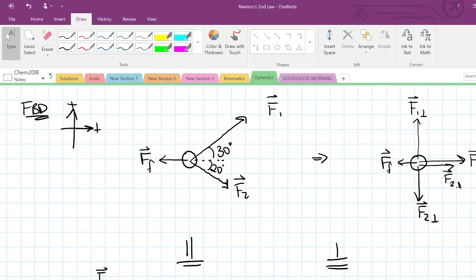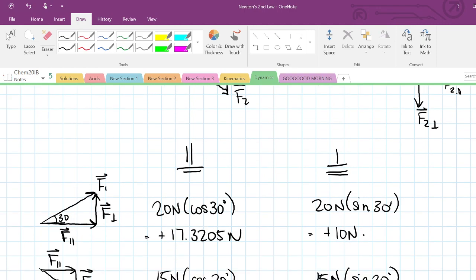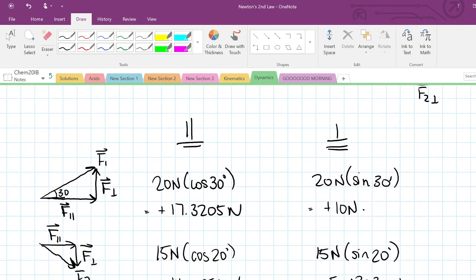So much like we did in the kinematics unit, we're going to set up our components. So we have the parallel. The reason I'm using the parallel and the perpendicular is because in the Pearson textbook, that's the format that they use. And so the parallel is the horizontal, the perpendicular is the vertical. So in this case, here's my first force applied at an angle of 30 degrees. Here's my parallel, here's my perpendicular.